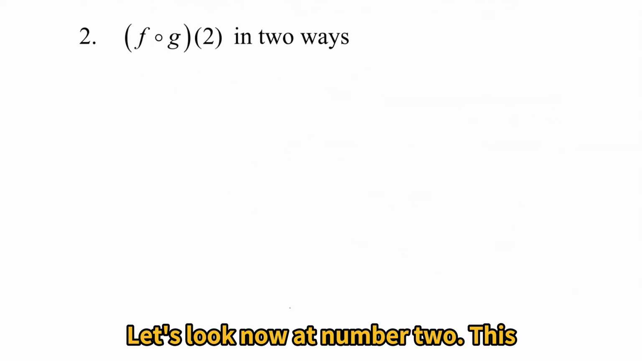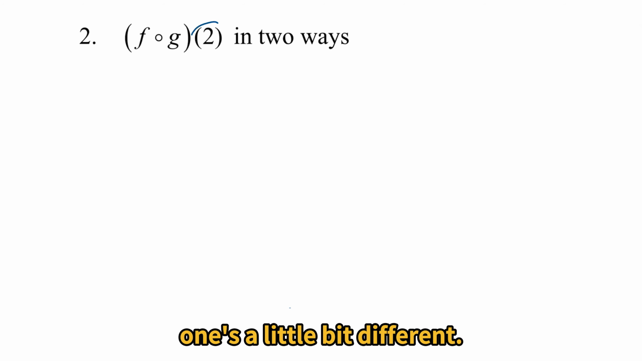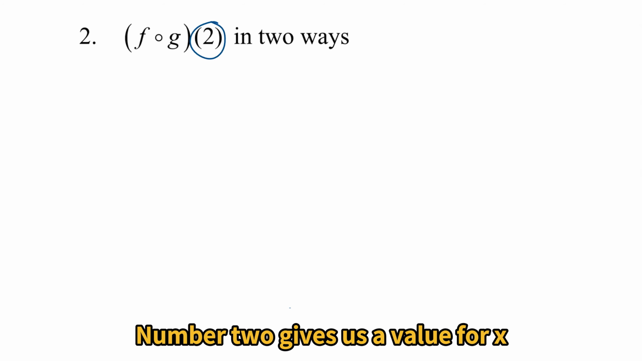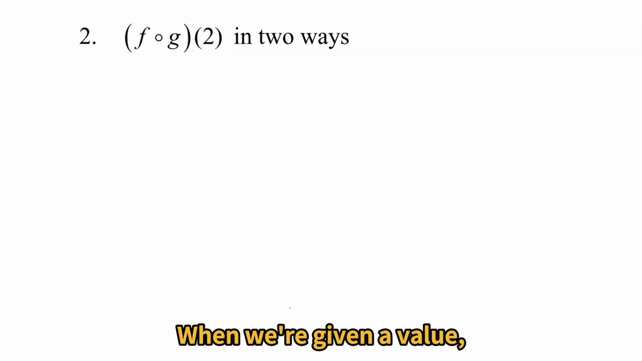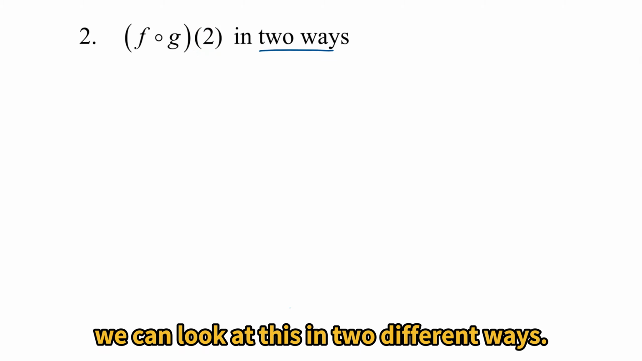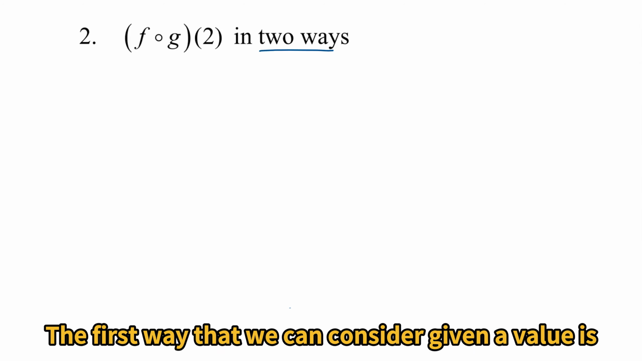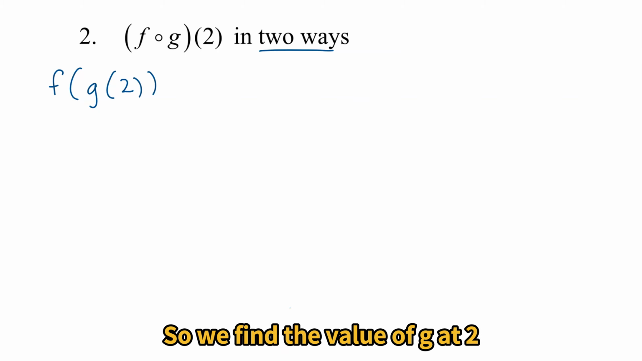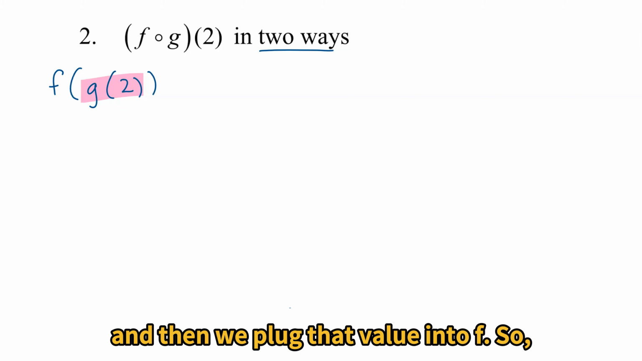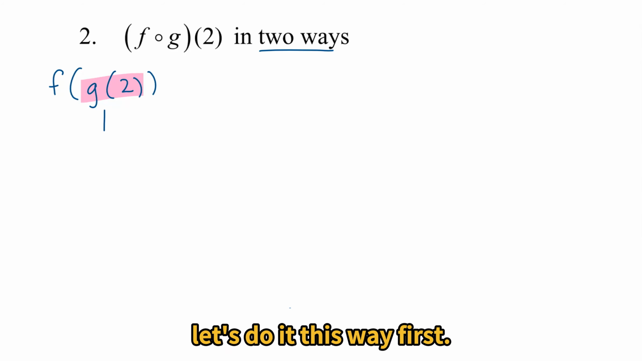Let's look now at number 2. This one's a little bit different. Number 2 gives us a value for x instead of just having us use x. When we're given a value, we can look at this in 2 different ways. The first way that we can consider given a value is we can first find g of 2. So we find the value of g at 2, and then we plug that value into f. So let's do it this way first.